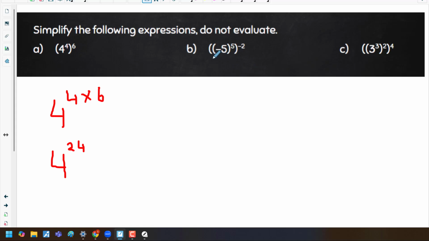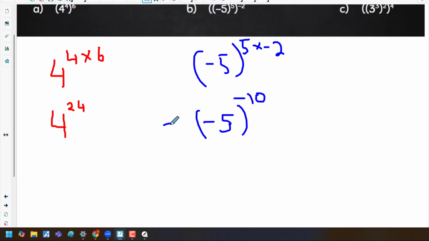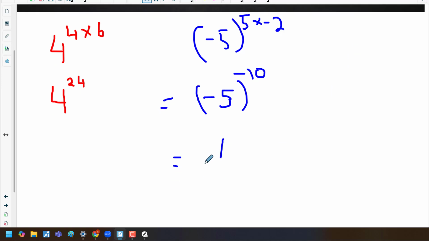Now here we are back to our example with the power of a power rule. So here we have -5 to the power of 5 to the power of -2, and that's going to be times -2. And 5 times -2 is -10, because 2 times 5 is 10, and then there's a negative, so it's negative. And we're going to take it one step further, and we're going to apply the negative exponent rule. And the final answer is going to be 1 over -5 in brackets to the power of +10.